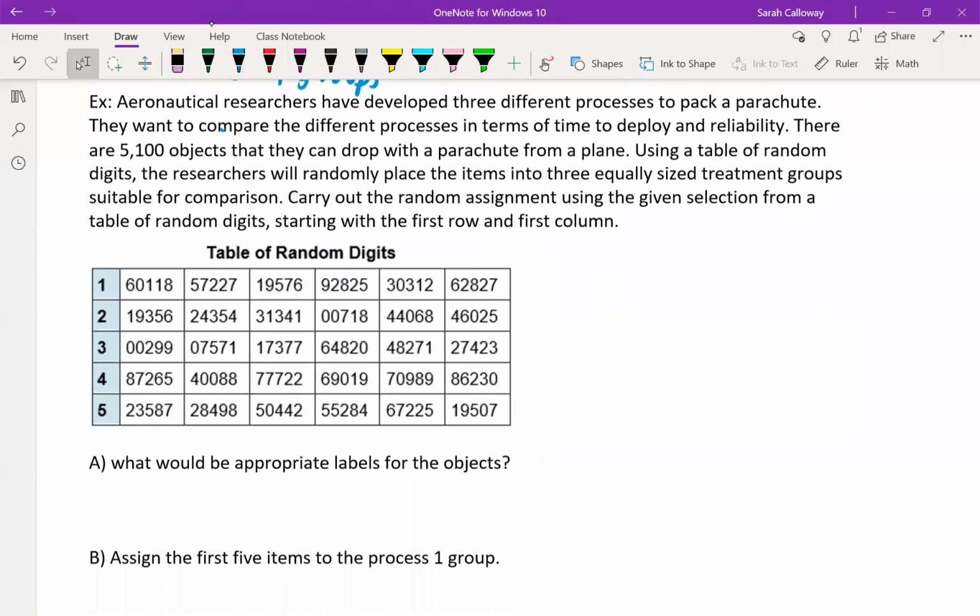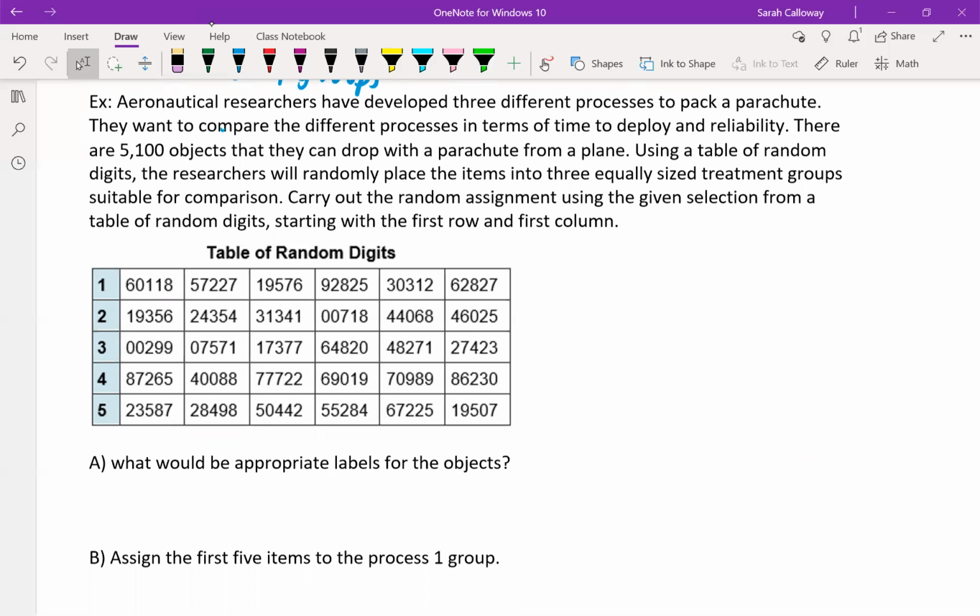In this last one, we're going to go through a whole process of looking at selecting groups again, using our table of random digits. So in aeronautical, researchers have developed 3 different processes to pack a parachute. They want to compare the different processes in terms of time to deploy and reliability. There are 5,100 objects they can drop with a parachute from a plane. Using a table of random digits, the researchers will randomly place the items into 3 equally sized treatment groups suitable for comparison. Carry out the random assignment using the given selection from a table of random digits, starting from the first row in the first column.